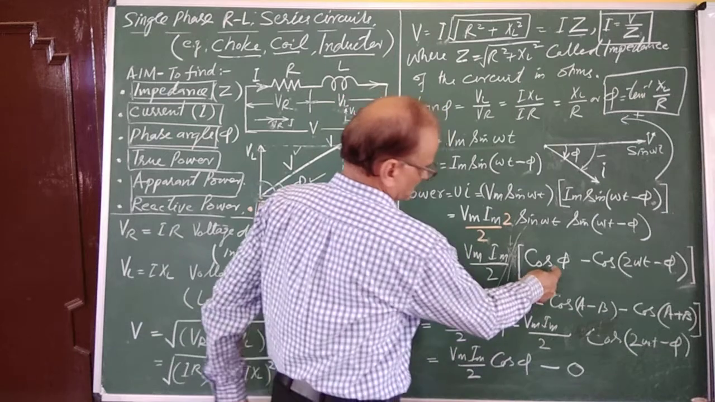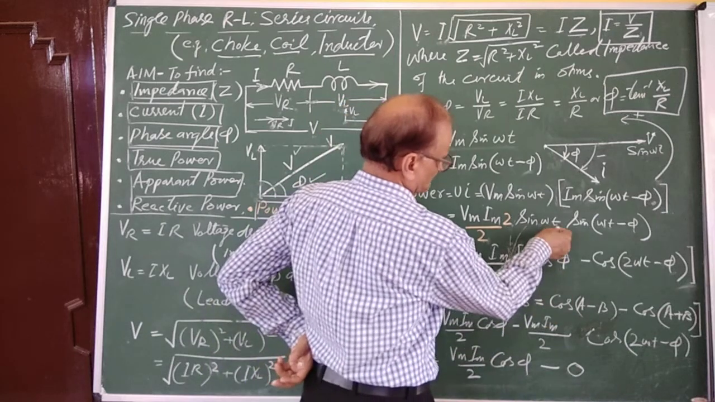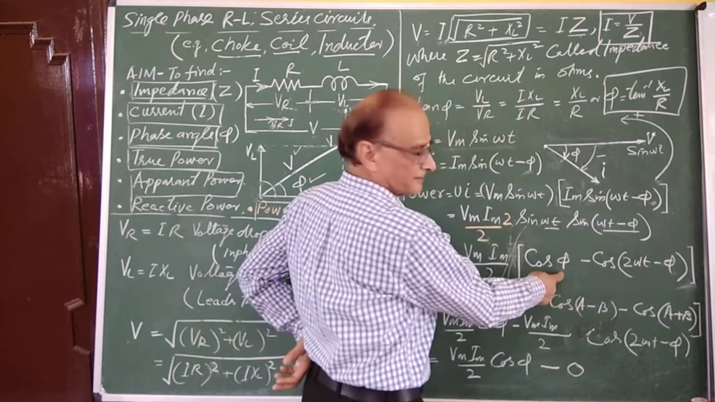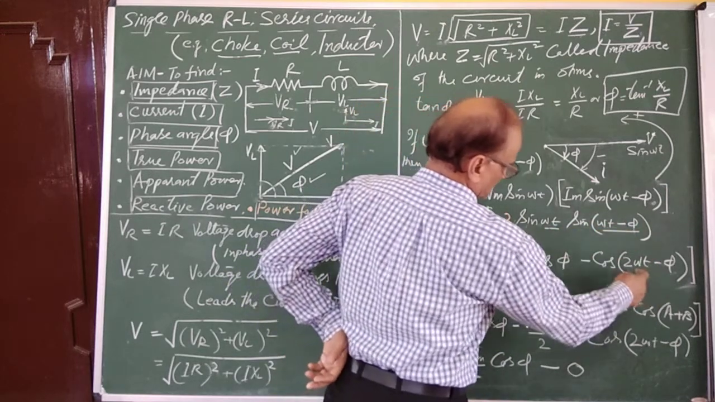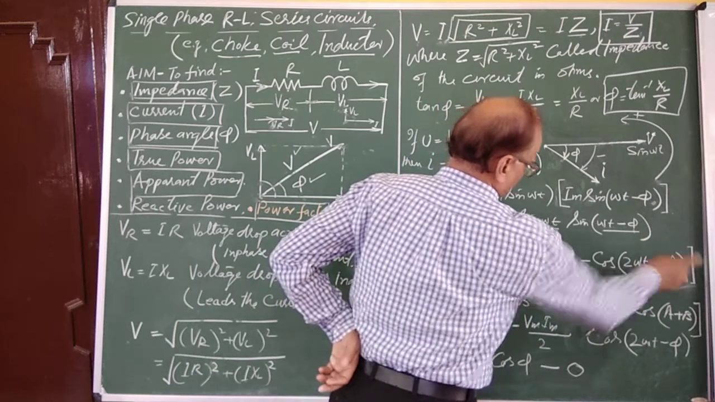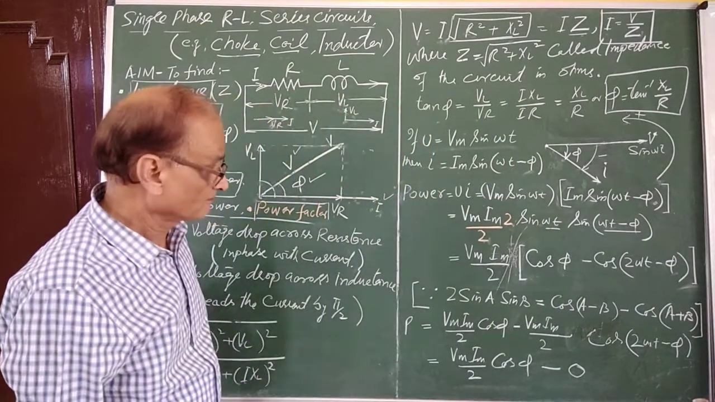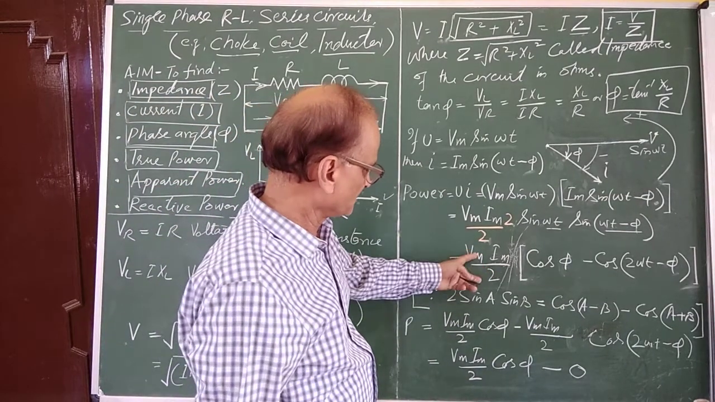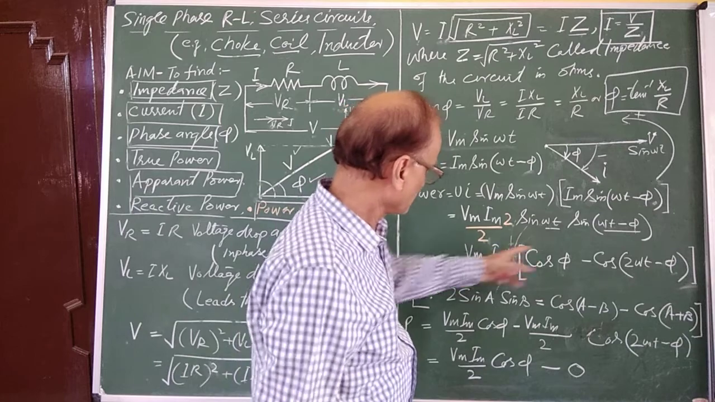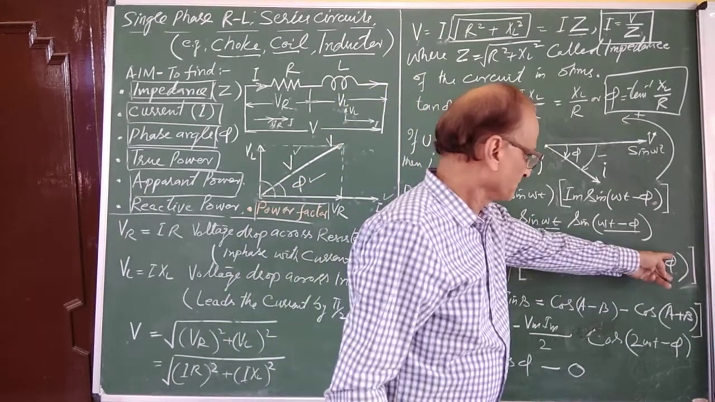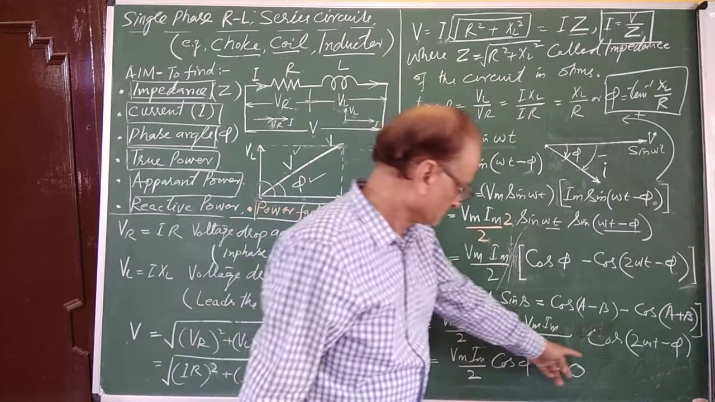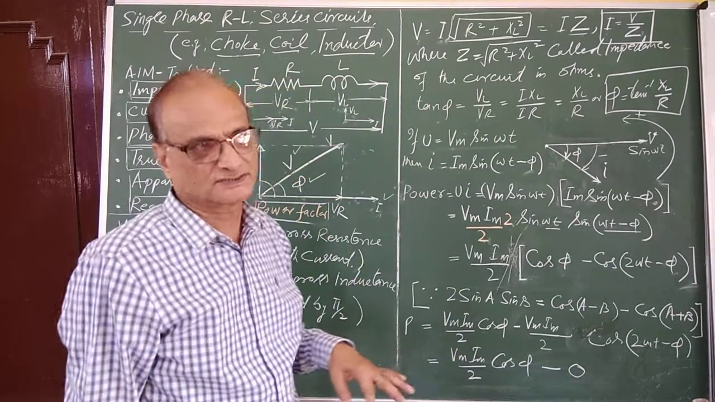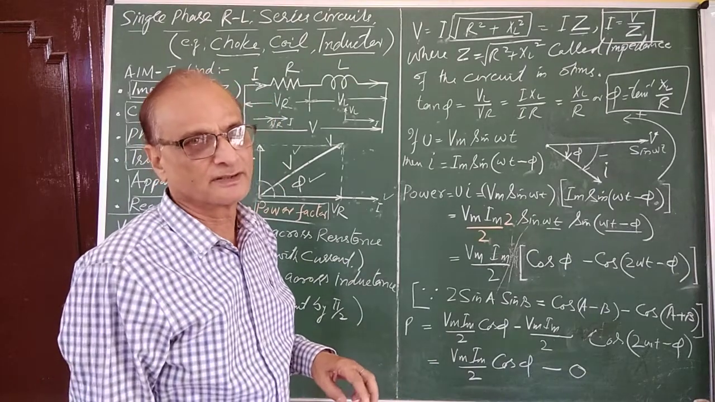You'll get cos of A minus B. This is A and this is B. This minus this is phi, and this plus this is 2 omega t minus phi. So again simplify this equation. Multiply this quantity by cos phi and cos of 2 omega t minus phi. You get this relation. Now we want to find power in the whole cycle, or average power.